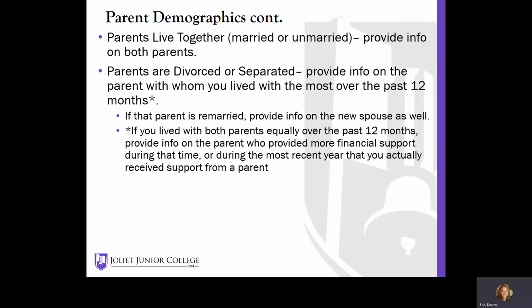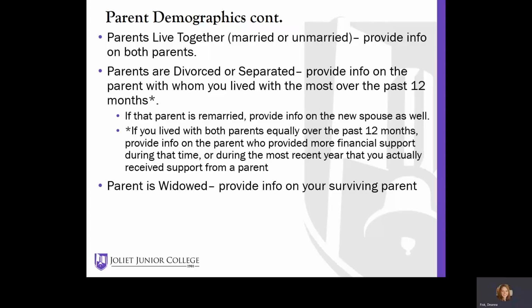You'll notice the star on this last one. If you lived with both of your parents equally over the past 12 months, you'll provide information on the parent who provided more financial support during that time or during the most recent year that you actually received support from a parent.